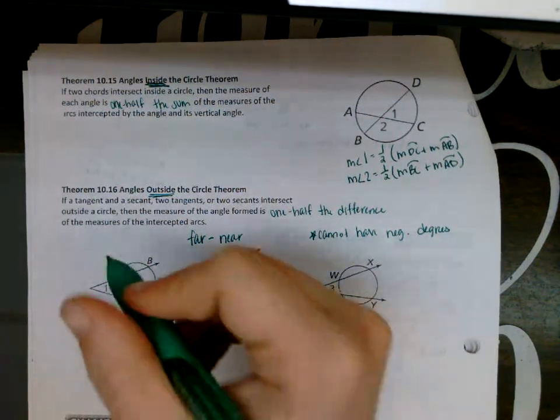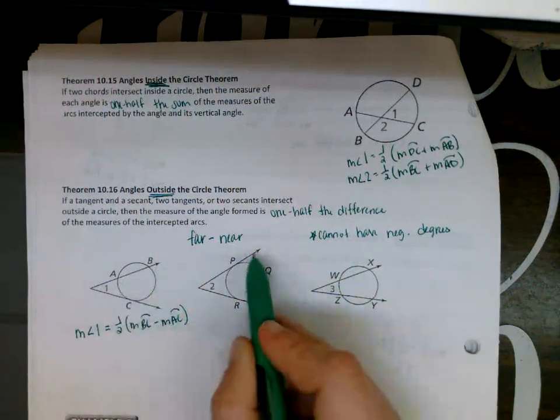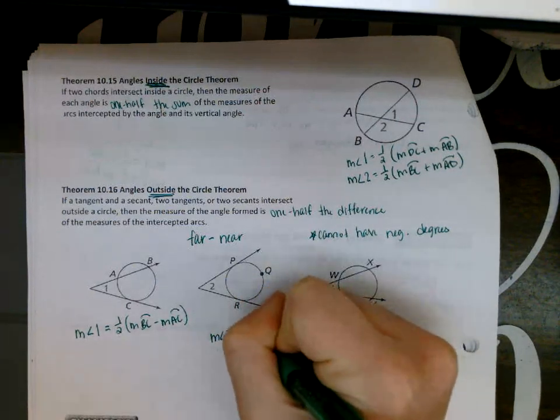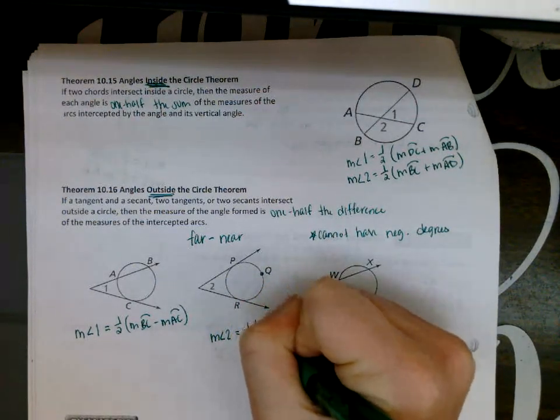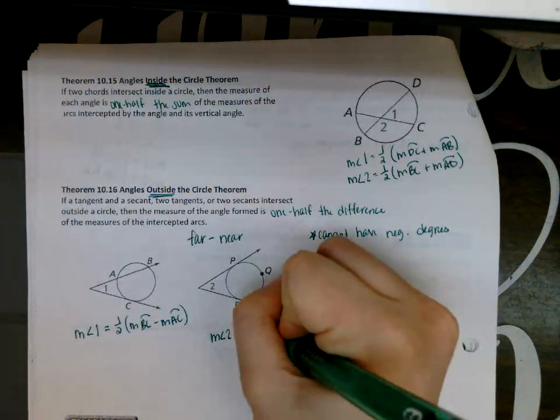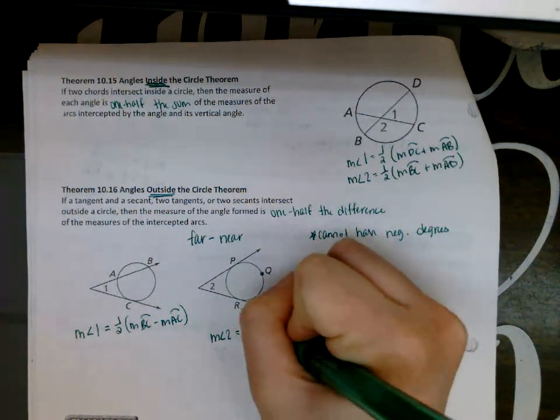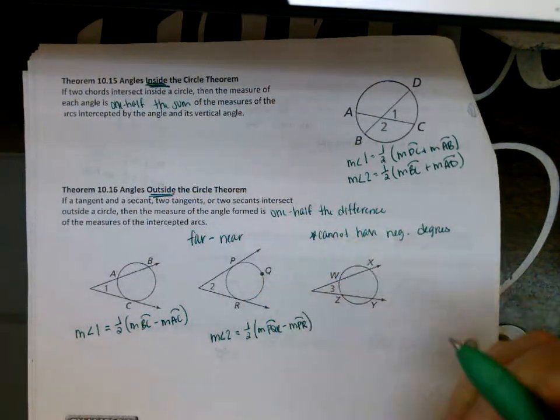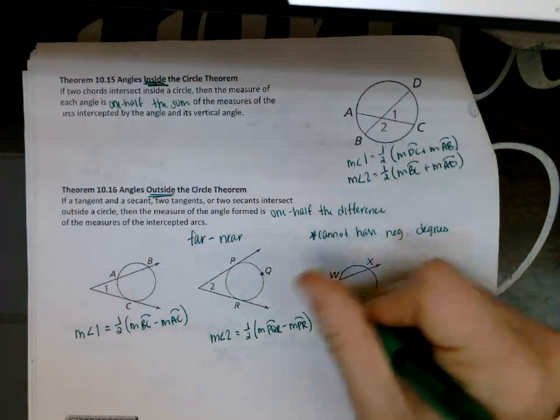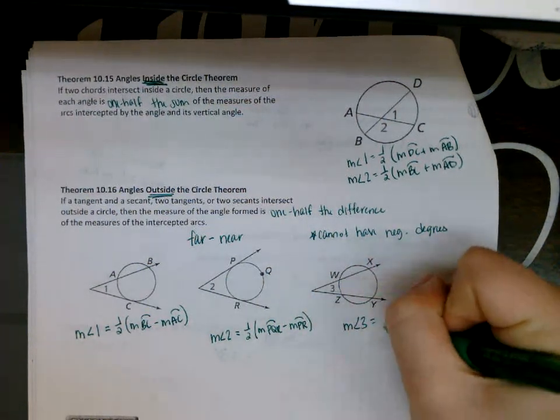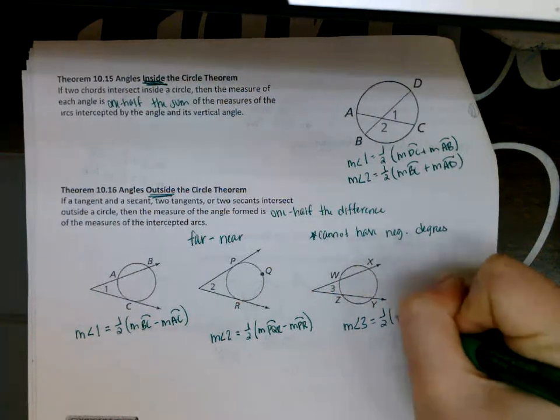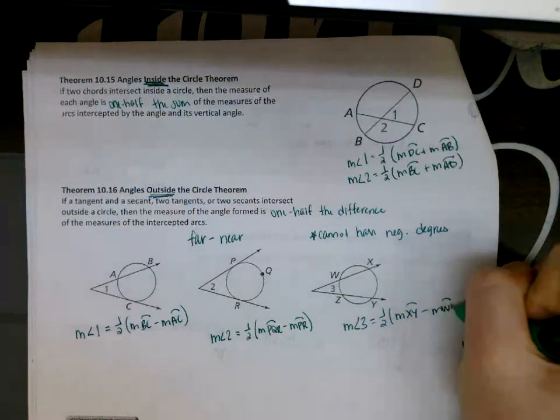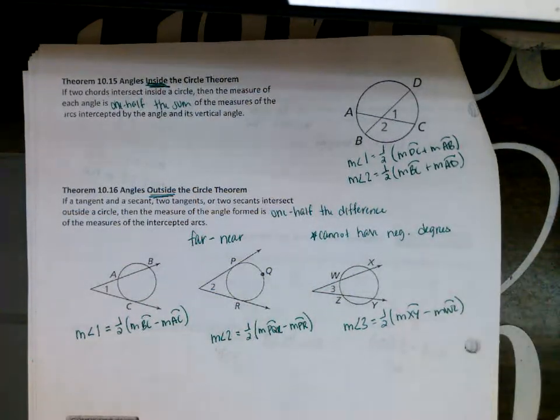In the middle, we have, well, this would be a tangent and a secant. This would be 2 tangents. It would be the measure of angle 2 equals 1/2 the measure of arc PQR minus the measure of arc PR. And lastly, we have 2 secants. The measure of angle 3 is equal to 1/2 the measure of arc XY minus the measure of arc WZ. Okay?